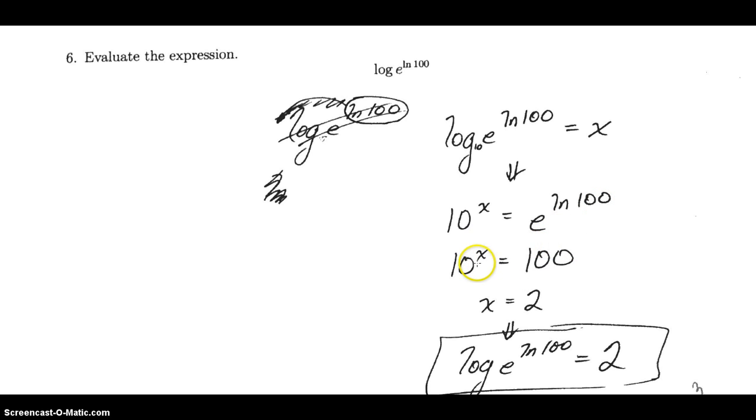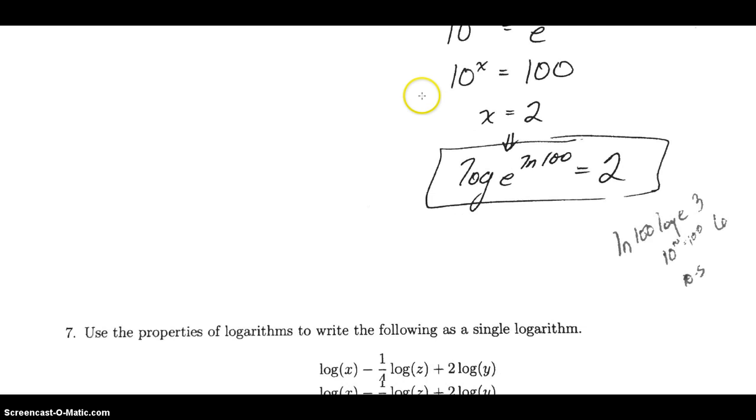Here's where a lot of people put 10 to the x equals 100 means that x equals 10. 10 to the 10th power would be much larger than 100. 10 squared gives me 100, so x is actually 2 in that case. So this original term right there would equal 2.